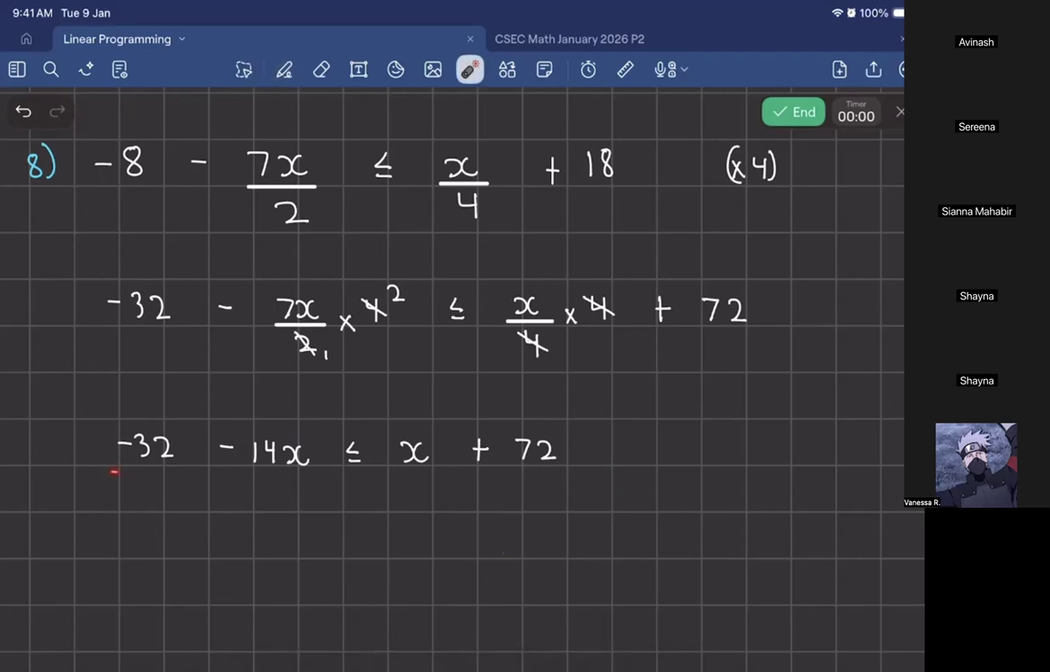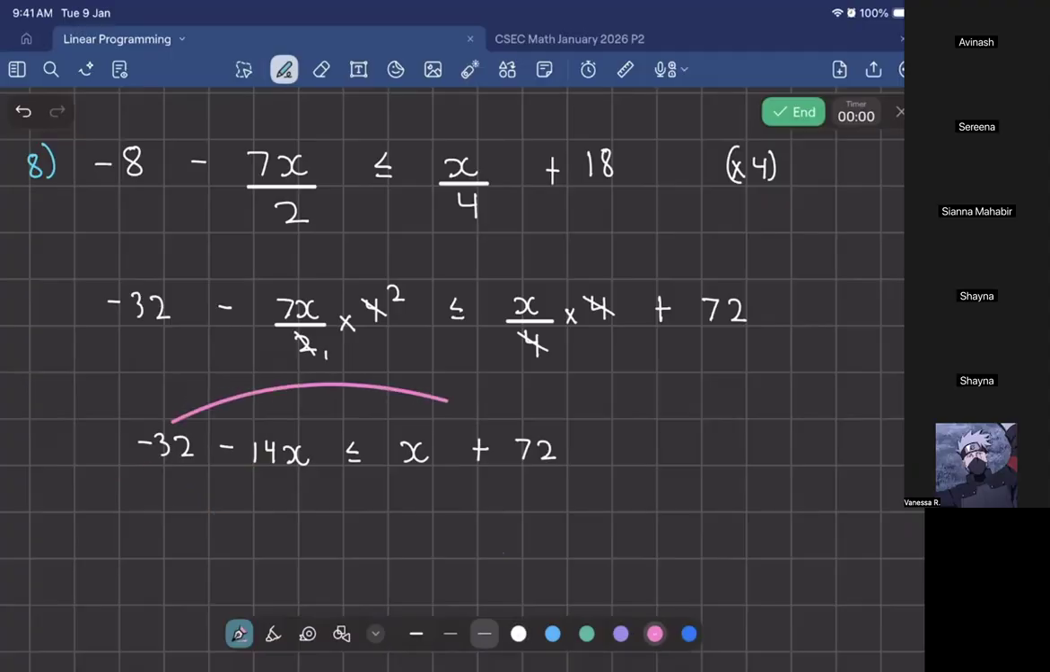So talk to me, guys. What shouldn't be over here? What should not be over there? The minus 32. Yeah, what is that doing over there, right? And what shouldn't be over here? The x. Yeah, the x, right?